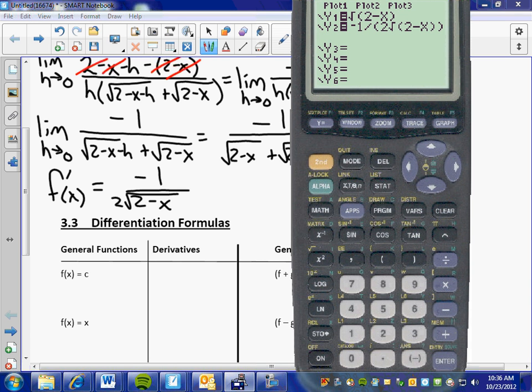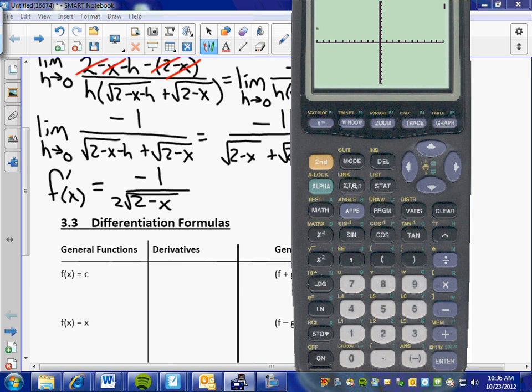Okay, so you've learned how to graph these now, right? So I'm going to make the first one. I'm going to go up and make that bold so I know which is which. Let's graph it.